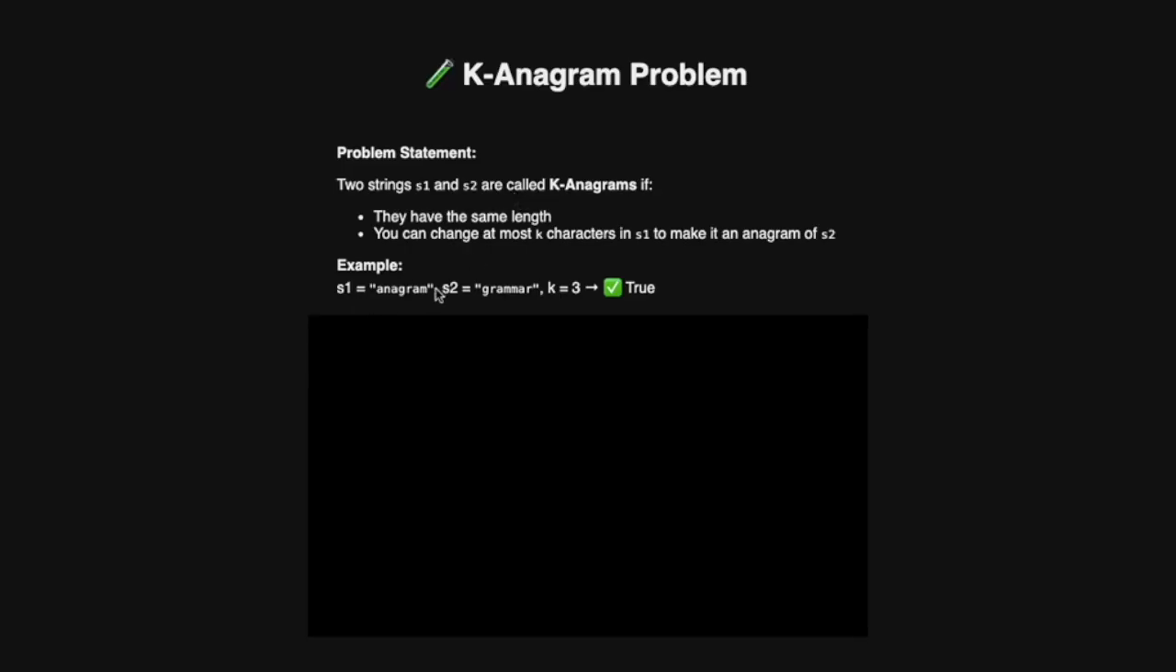Now, if you see this example, anagram is string 1 and grammar is string 2, and the value of K is equal to 3. If you see these two strings, you will be able to make them anagrams of each other by making at most three replacements in either of these two strings. We will be backtracing that, but you can check that for yourself. So that's the entire question. That's what we have to find out.